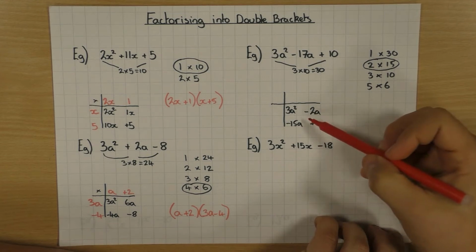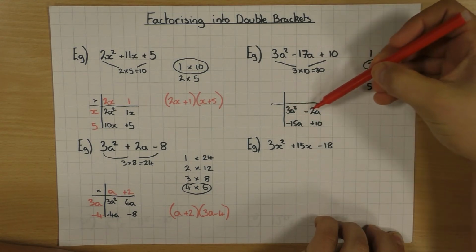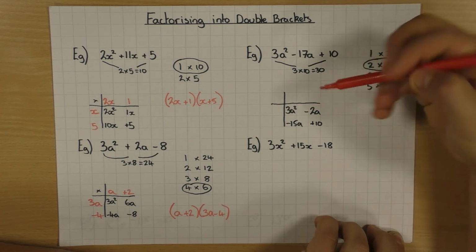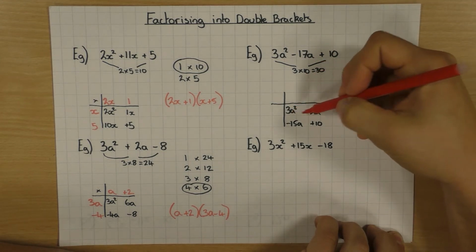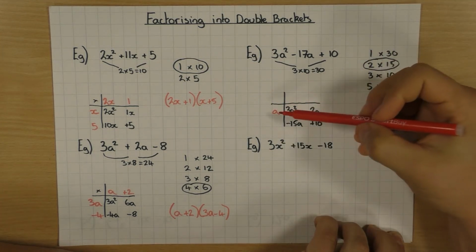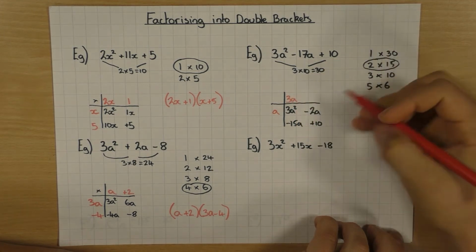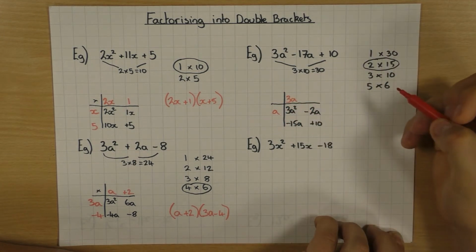So as long as you've got that step correct, the rest of it is all the same. What's the highest common factor of 3 and 2? Well, it's 1 because they're both primes, so that's not a problem. But what else comes out? Well, an a squared and an a, so a comes out. What do I times a by to get 3a squared? Well, that's going to be 3a. 3a times a is the a squared.